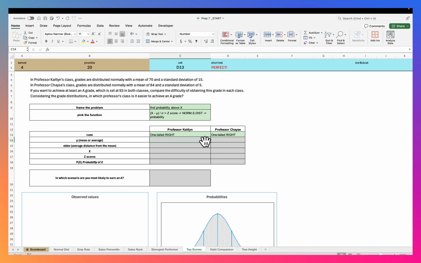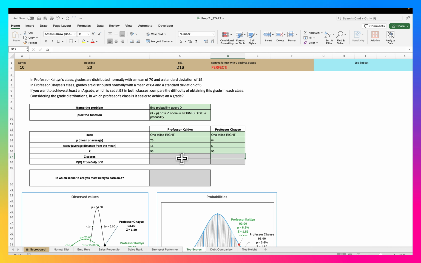All right, let's get the mean. So for Professor Caitlin, it was a 70. And for Professor Chase, it was an 84. And the standard deviation was 15 and 5. All right, what's x in this case? This is kind of really interesting. X is 93 because we're looking for what's the probability you're going to get a 93. So it's 93 for both of them. And then let's calculate the z-scores so we can actually answer this question.